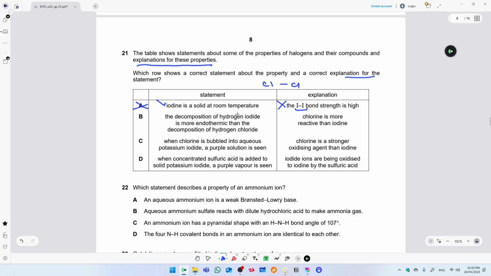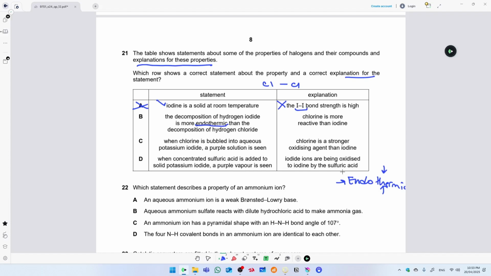The decomposition of hydrogen iodide is more endothermic than the decomposition of hydrogen chloride. Okay, so more endothermic means it needs more heat, because you know the definition of endothermic means it takes in heat.